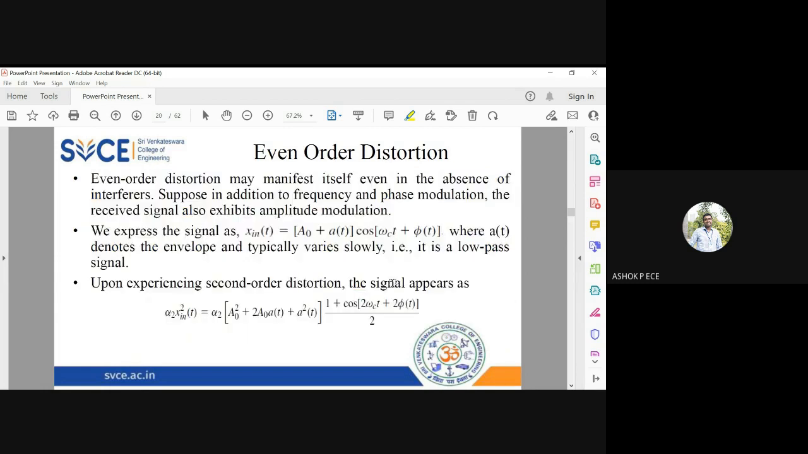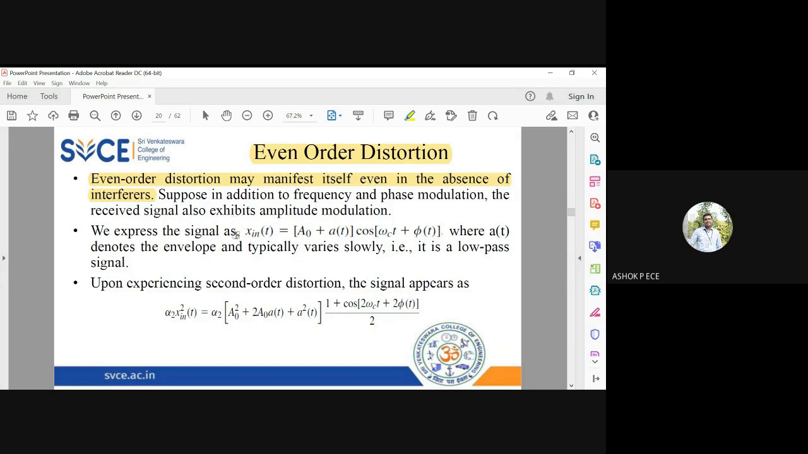So even order distortion is a very serious issue in this type of receiver, because it is going to cause a lot of drawbacks, because the signal and image are in the same frequency spectrum. So even if no interferers are there, this even order distortion may disrupt the performance of your circuit.